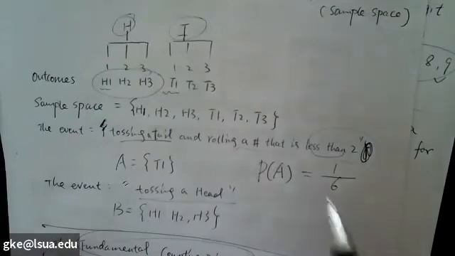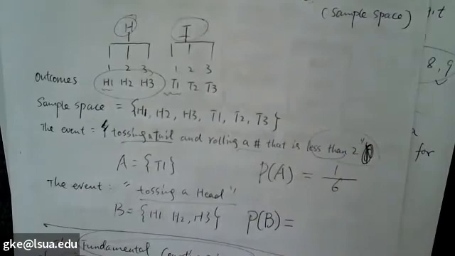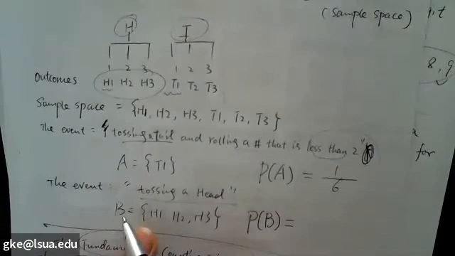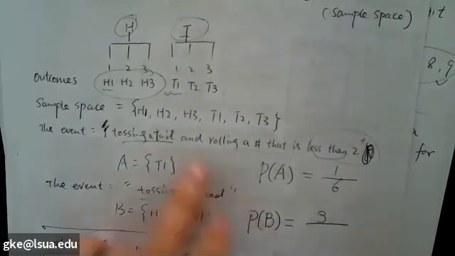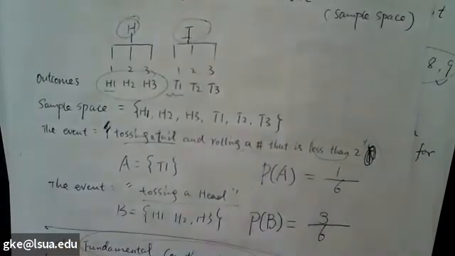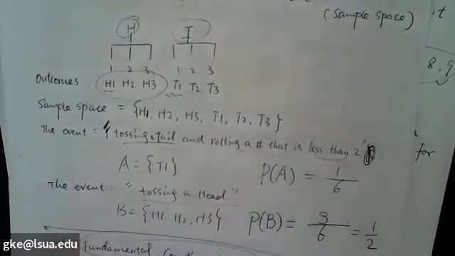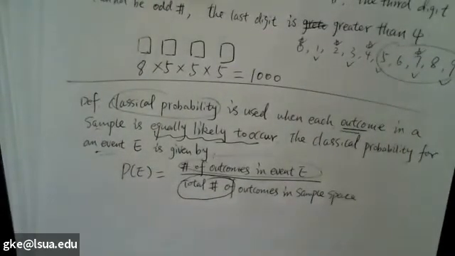The same thing for the probability of B. How many outcomes for B? 1, 2, 3. 3 outcomes. How many outcomes in the sample space? 1, 2, 3, 4, 5, 6. Right? And the probability for the event B is 1/2. That's it. That's the principle. Now I'm going to give you guys an example. Let you guys try it.